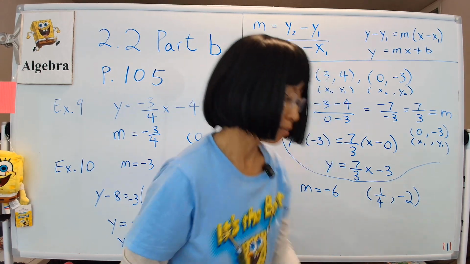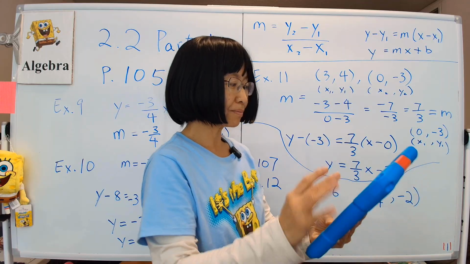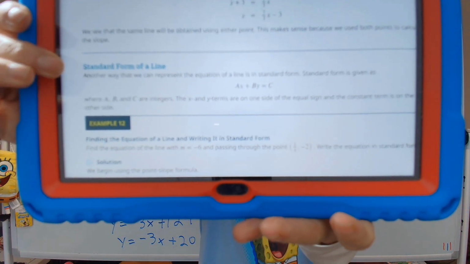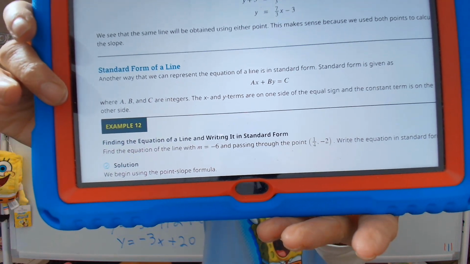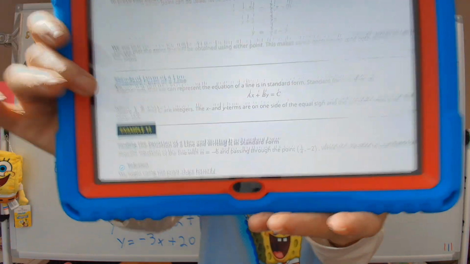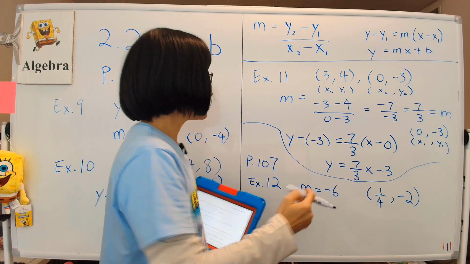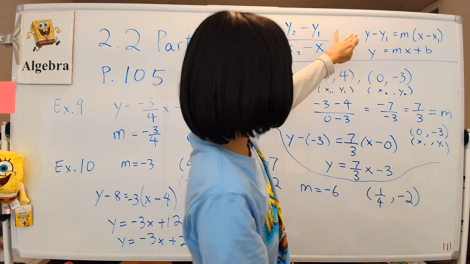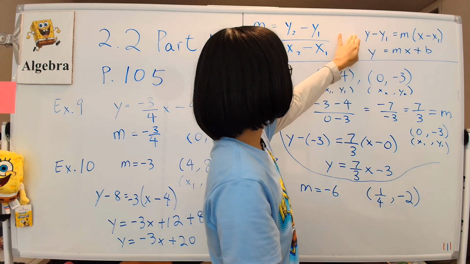Let's write that down. But before I do, I should mention that your book wants to talk about something called the standard form of a line. Let's look at it on the same page, in the middle. The standard form of a line just means that you put x and y on one side and the numbers, the constants, on the other side. You just rearrange it, and that's called the standard form. So we'll do that, but first, let's come up with the equation. What is the equation? Being that we have a slope and a point, we'll apply the point slope formula.